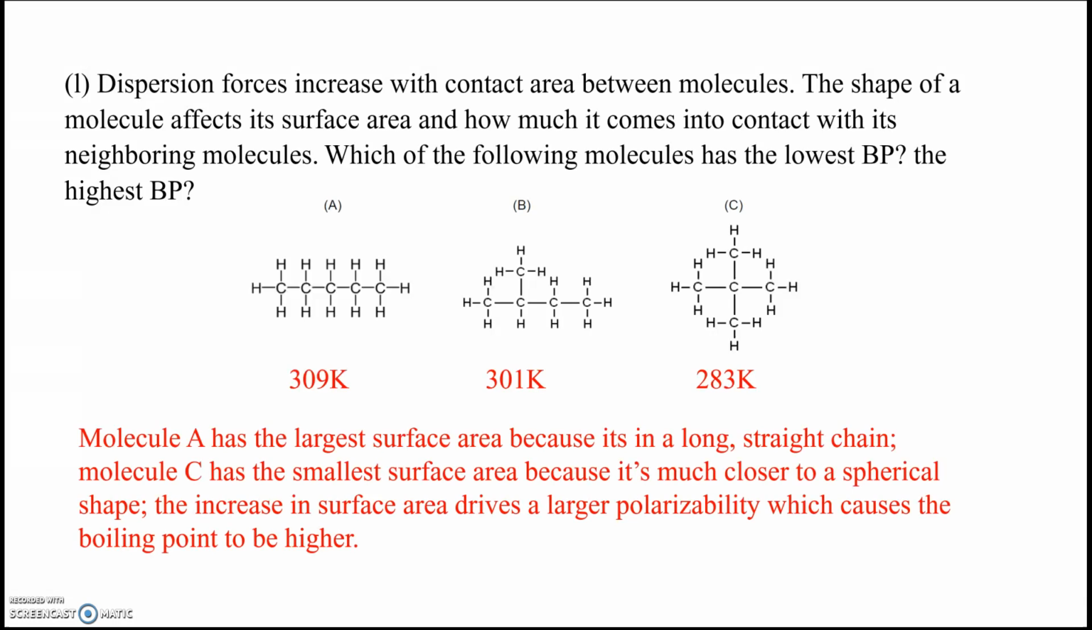Molecule A has the largest surface area because it's a long, straight chain. Therefore, when we compare that to molecule C, which has the smallest surface area because it's closer to a spherical shape, the increase in the surface area of molecule A drives a larger polarizability, and that increases the London dispersion forces, which cause the boiling point to be higher.